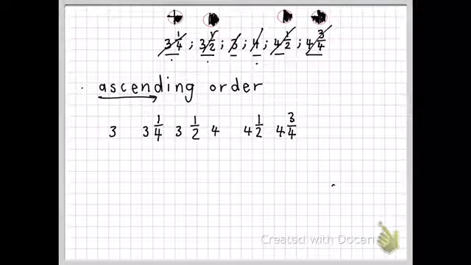Remember, if I asked you to do it in descending order, you'd do it the opposite way. So just do it slowly and carefully and try your best. Remember to draw the fractions out like this when you're trying to figure out the sizes of the two.